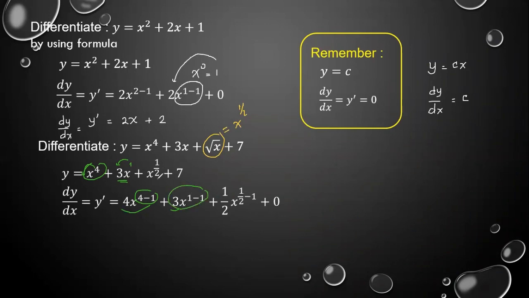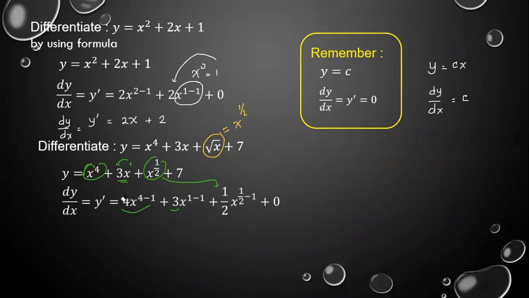And for x to the power of half, it will be half times x to the power of half minus 1. Very easy, right? And then the differentiation of 7 is 0. Okay, very clear. Is it? Okay, good.